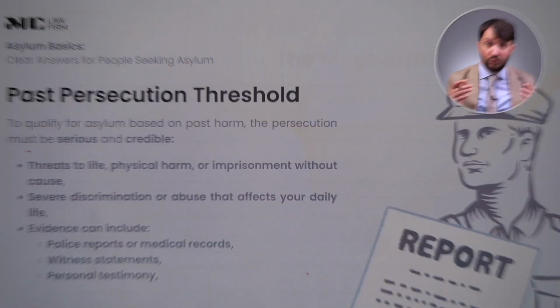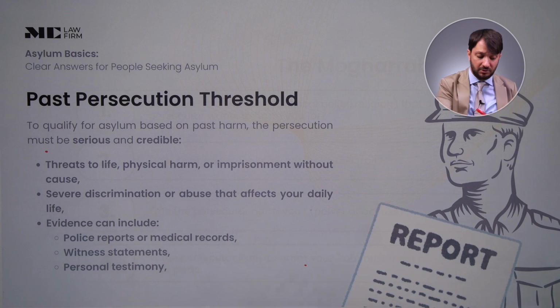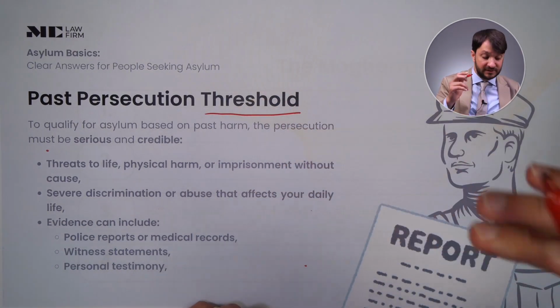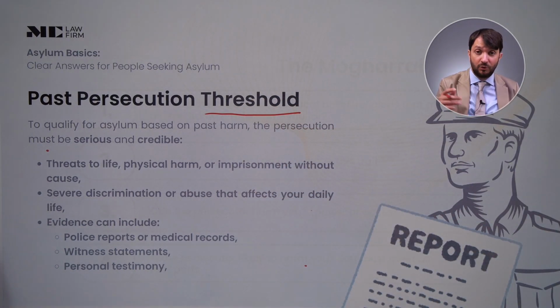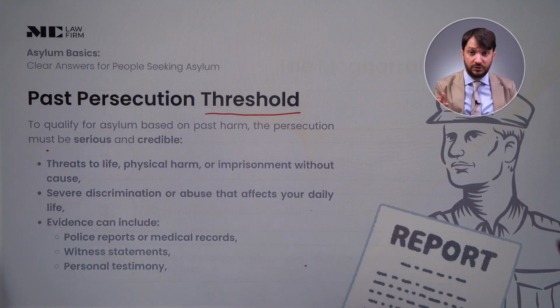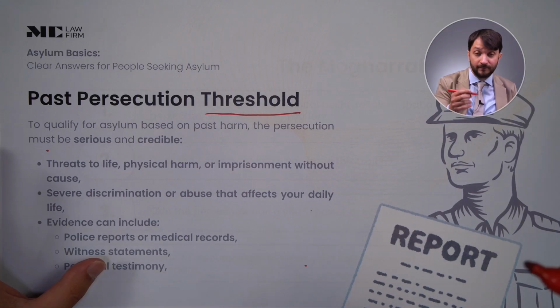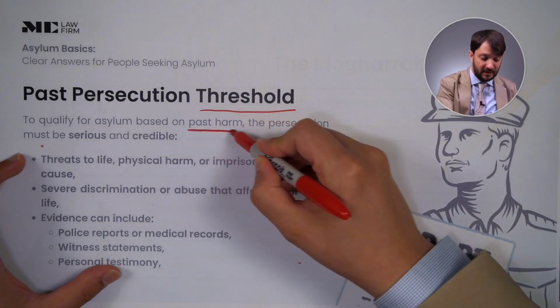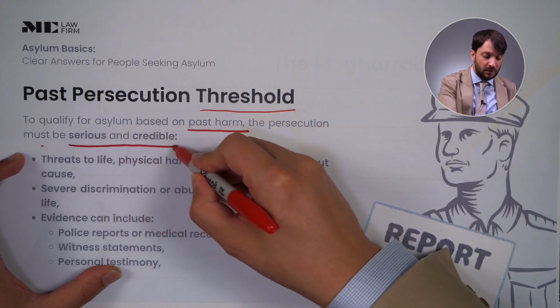Let's talk a little bit about past persecution. Past persecution is something that's happened in the past, and we said there's going to be an assumption that it will repeat. To qualify for past persecution, there's a threshold, a certain level. There's a lot of case law on this that interprets what will be an appropriate threshold for someone to successfully argue that they had past persecution. First of all, it is past harm. It is serious and credible.